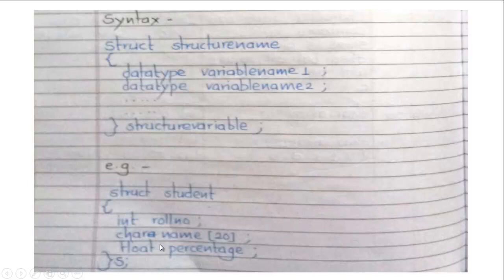Like that, you have to first calculate the size of one structure, and if you want to calculate for more than one structure variable, you have to multiply by that number of structures.